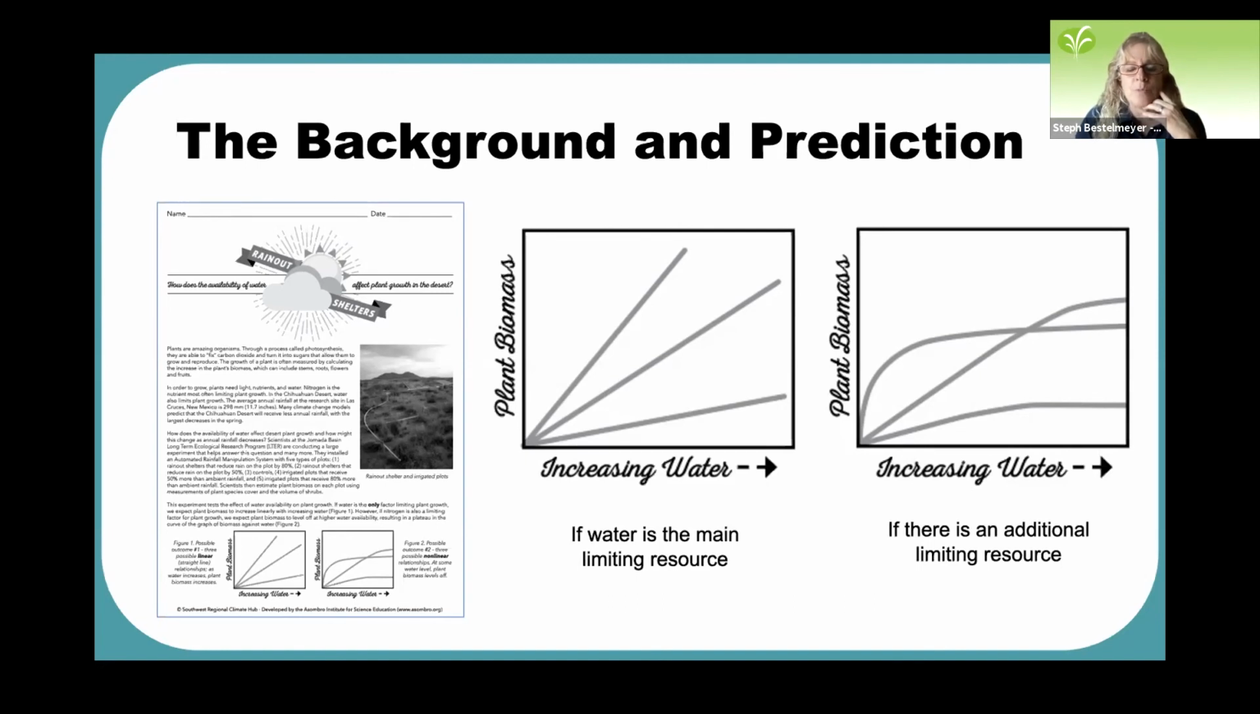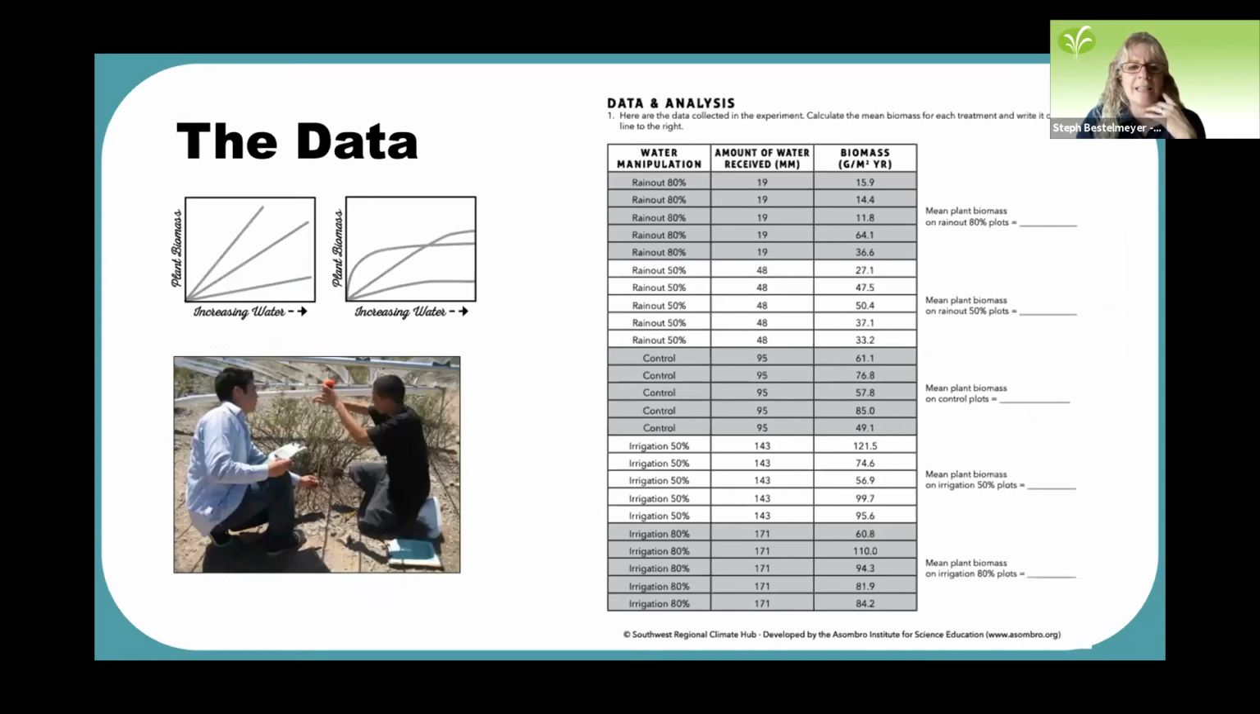And then as the students move forward on the next slide, there are the actual data. And this is just a subset of the data. We've taken the results from 5 plots in 1 year for each of the 5 treatments. So on the top, you've got the rainout 80% plots, and on the bottom, you've got the irrigated 80% plots. So students through this worksheet will walk through the data analysis, which in this case is just calculating the mean biomass in grams per meter squared per year under each of these plots.